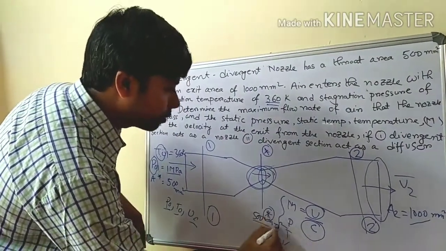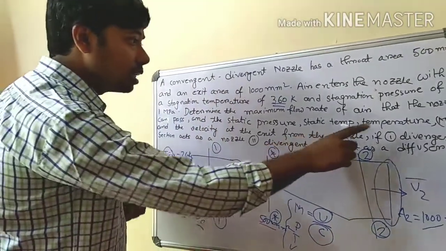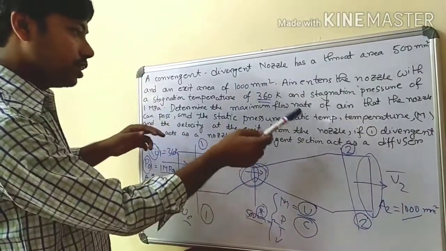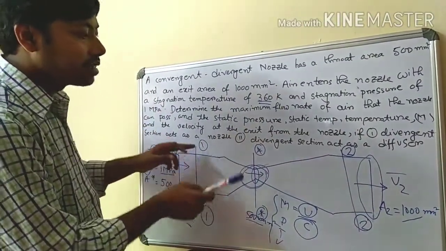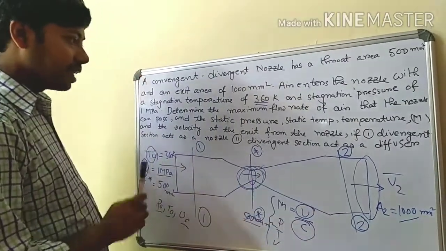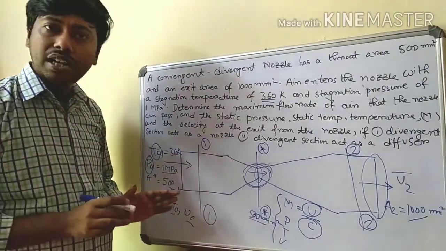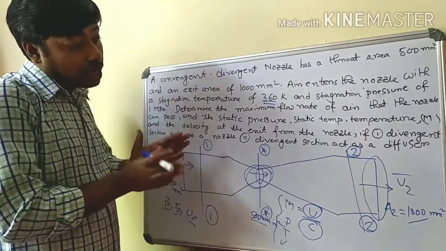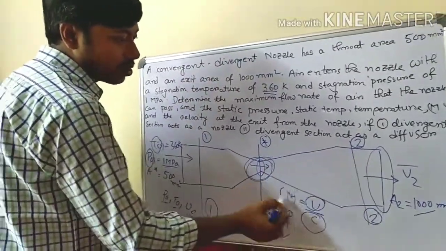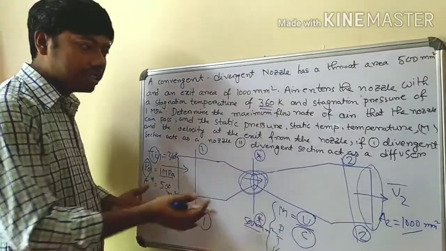You have to calculate all these things, but the condition is that, first, the divergent section acts as a nozzle. Second case, the divergent section acts as a diffuser. You know what a nozzle and a diffuser are, already discussed. In these two cases, the divergent section acting as a nozzle and as a diffuser, you have to calculate all these terms.